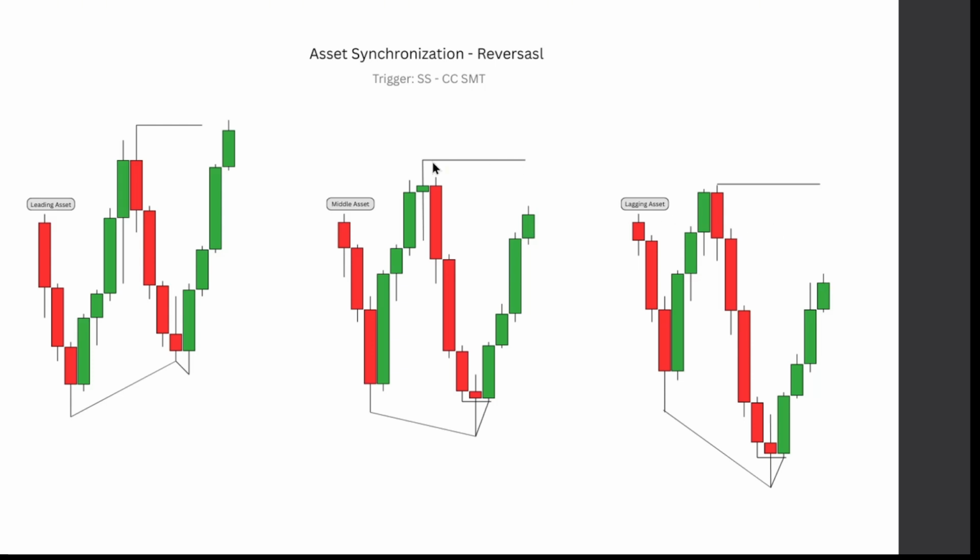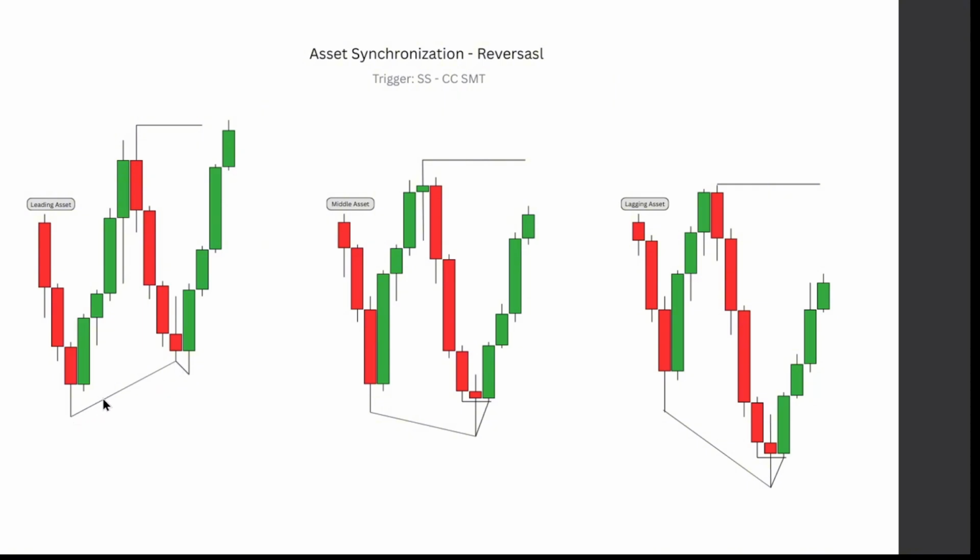Okay, so remember in the previous slide we talked about a second stage SMT. This one, we're talking about the second stage in the form of a consecutive candle SMT. But this consecutive candle SMT is very special because it comes in the form of a strength switch. Notice over here we have this asset making a failure swing, and then the second stage, a consecutive candle SMT, comes here and makes a lower low, right?